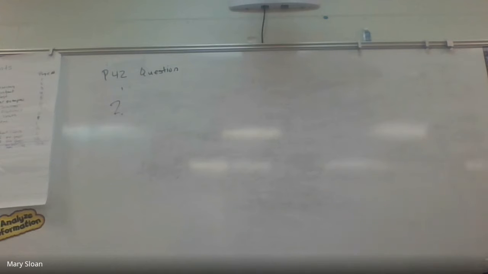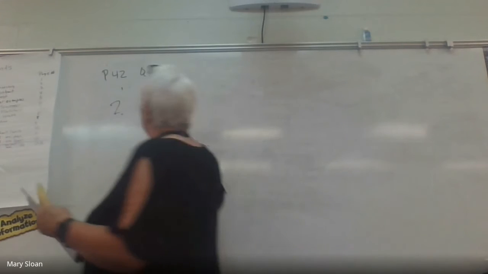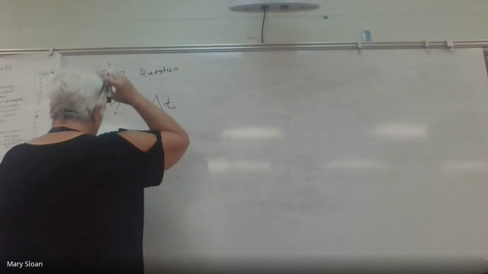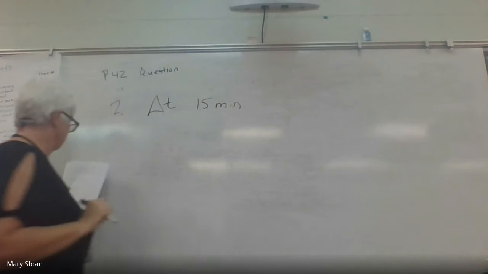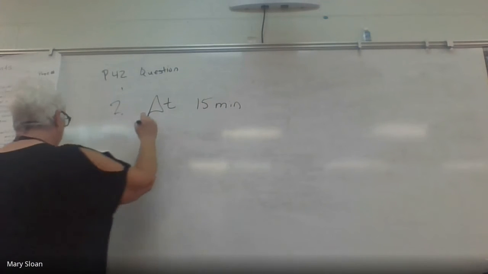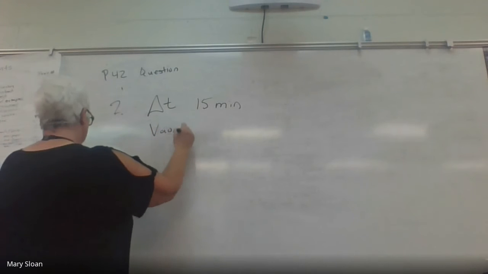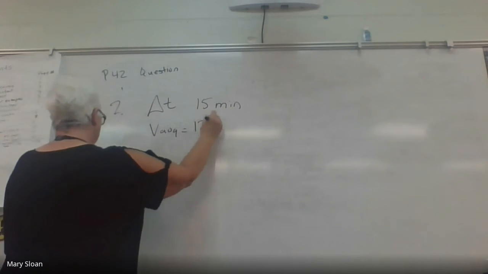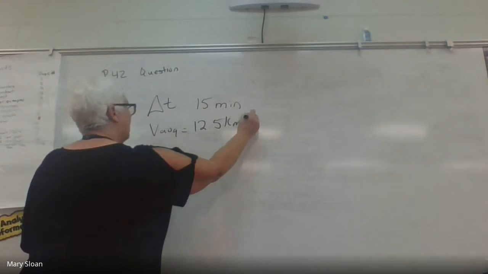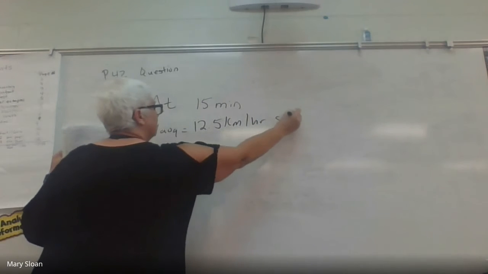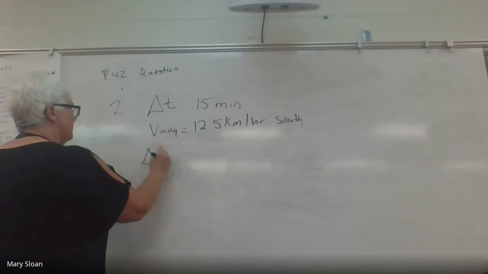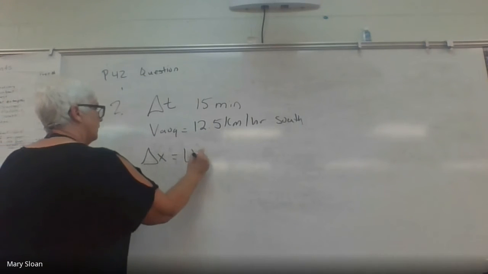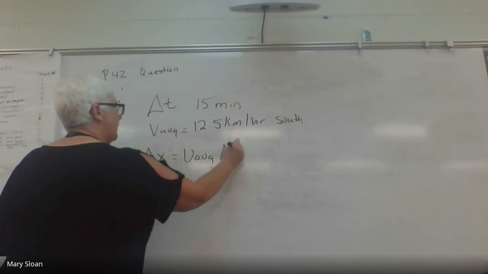Okay. Number 2. So the first variable we've got is change in time, right? That was 15 minutes. My average velocity was 12.5 kilometers per hour south. Is that right? Yes. Okay. So now I'm going to do change in position again.